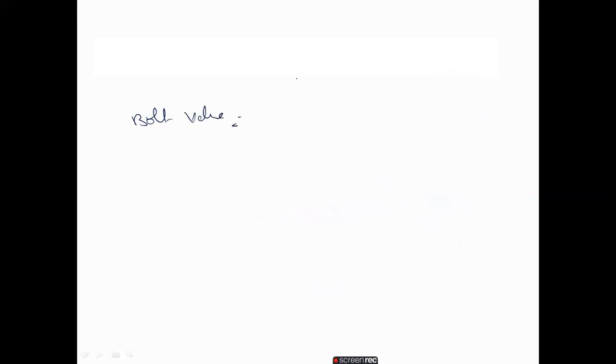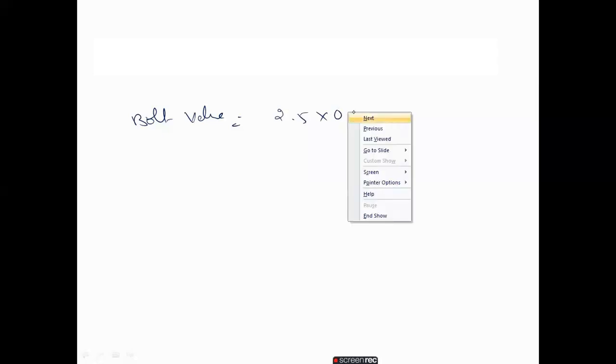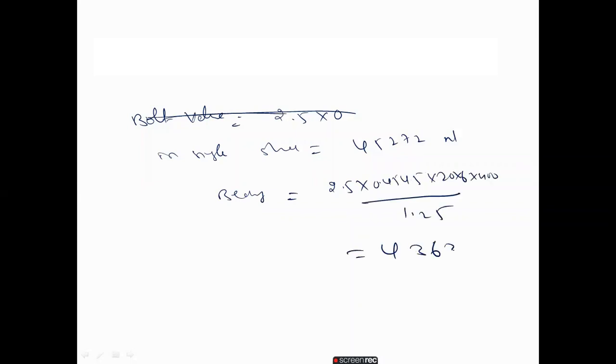Now we have to calculate the bolt value. That is 2.5 in single shear and also in bearing, which we calculated previously. In single shear it is the same, 45272 newtons. In bearing, the value is 2.5 times 0.4545 times 26,400 by gamma m 1.25, and we get 43632. The formula is 2.5 kb d t fu by gamma ml.